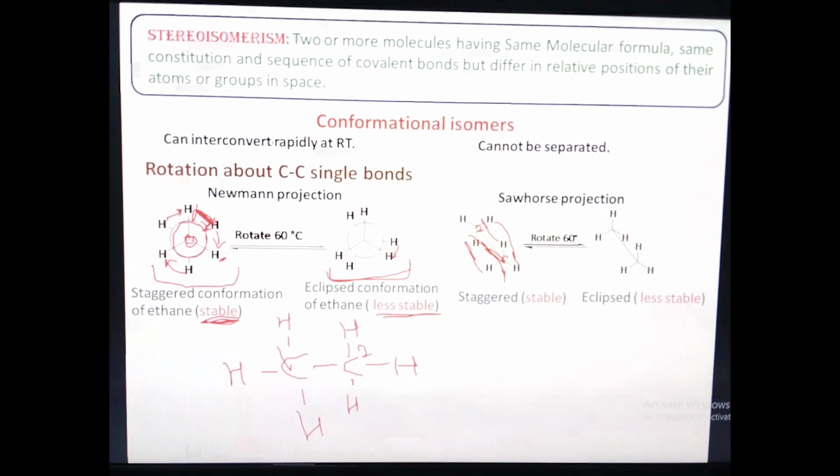Okay, and this is called staggered. Hence there is no hindrance, so these are more stable than the eclipsed. When you hold this carbon atom and rotate this carbon atom, this is called carbon-carbon rotation, rotation about the C-C bond. This is a carbon-carbon single bond.